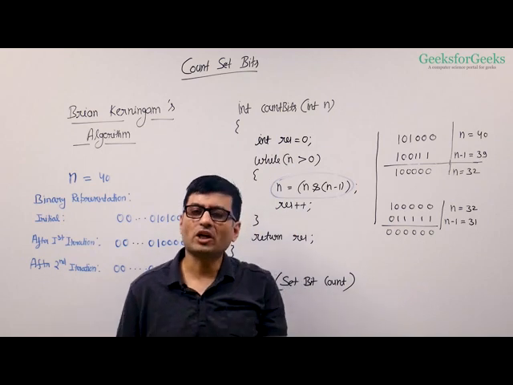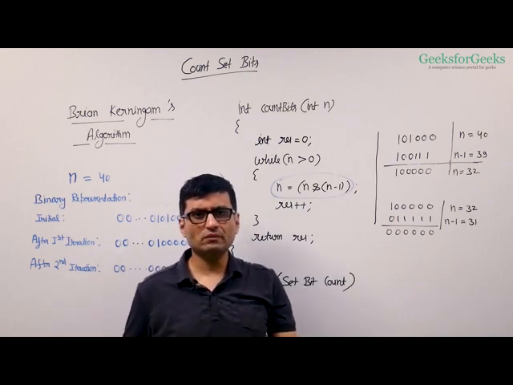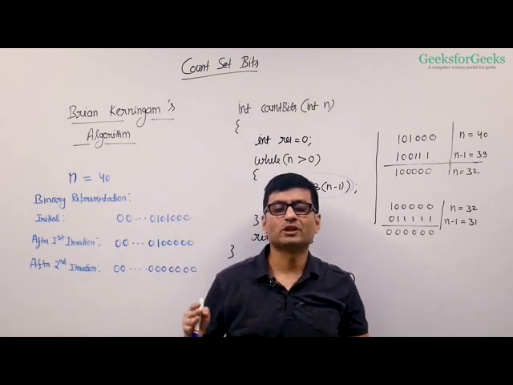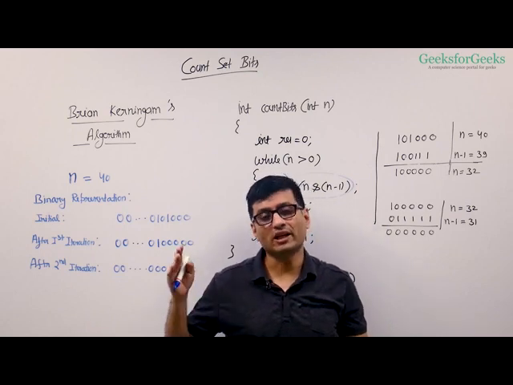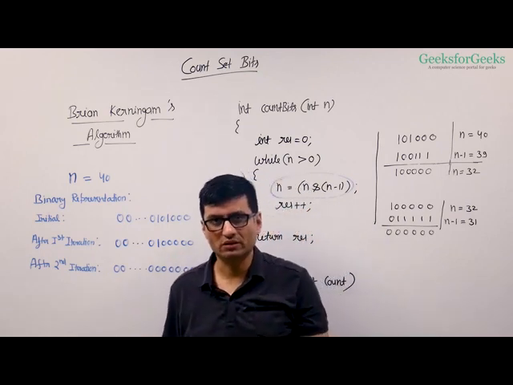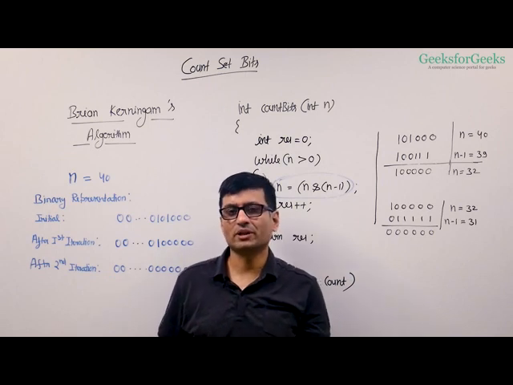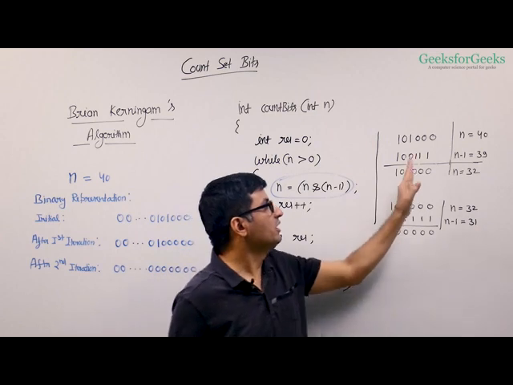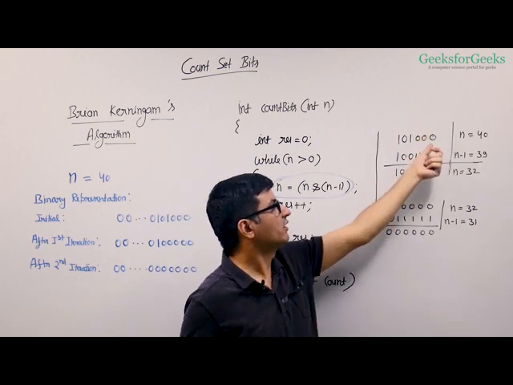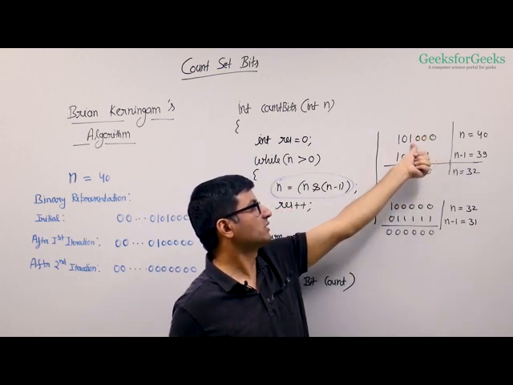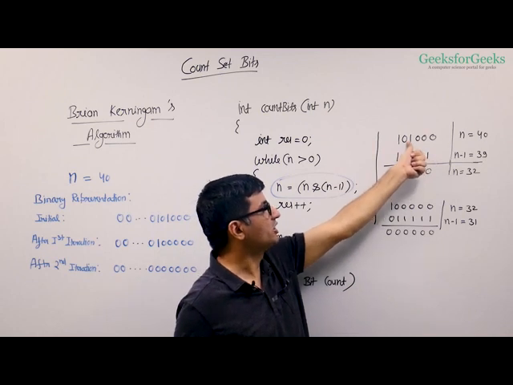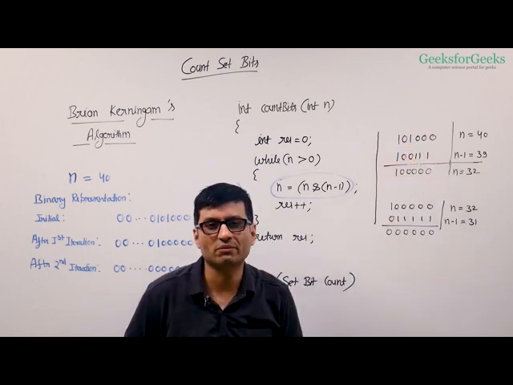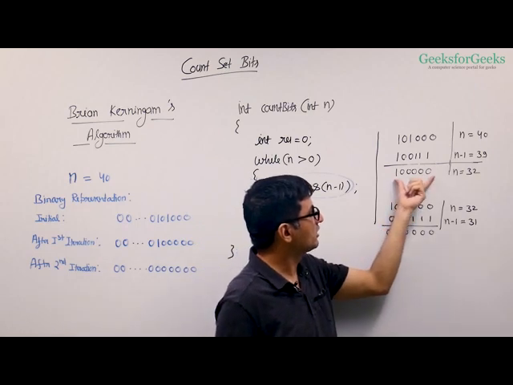When you subtract 1 from a number, all the bits which are 0 after the last set bit become 1. And your last set bit becomes 0 from 1. When I say last bit set, I mean the rightmost bit set, right? This is the bit which is set in this number. This bit becomes 0 after doing n and n minus 1. So we get this result.